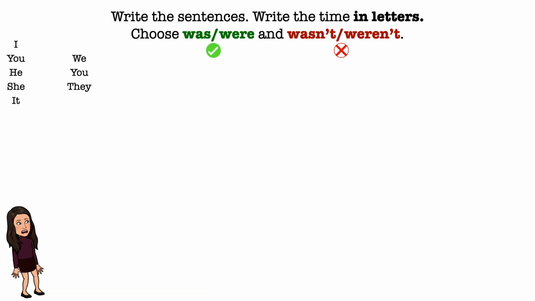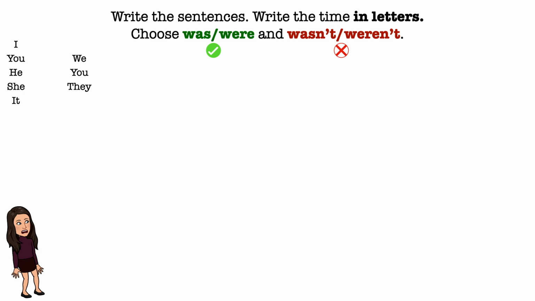And the last task for today. Here you will need to write the sentences in your copybooks, then show the sentences to me and I will give you a grade. Write the sentences, write the time in letters, choose was, were, and wasn't, weren't.